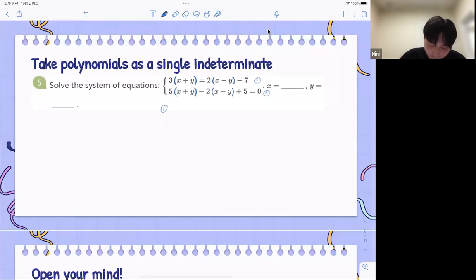And let's try to solve them. So for 1, let's try to say we got 3x plus y. So again, this is a whole body, right? We don't want to separate them out. And this is, right? And that is equal to minus 7.